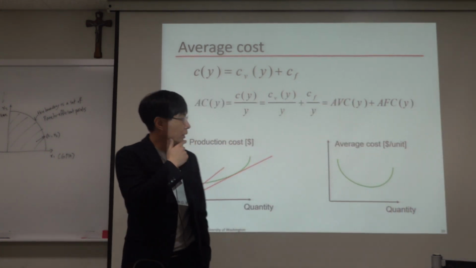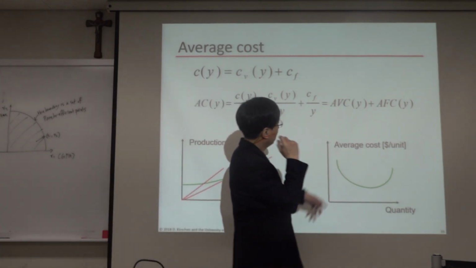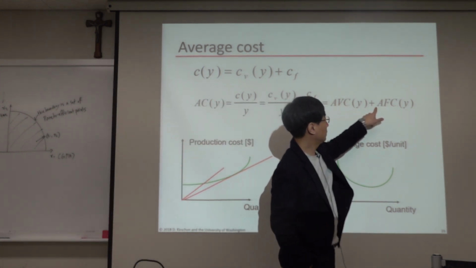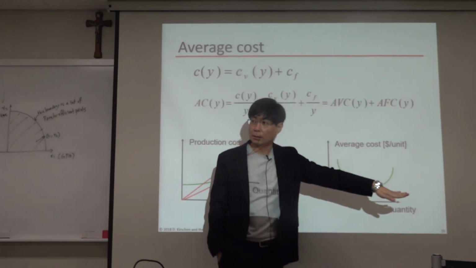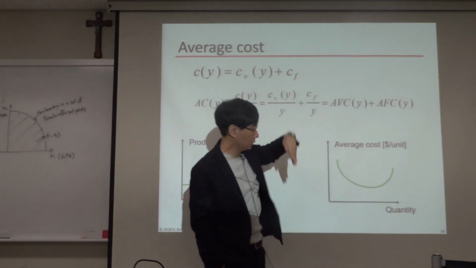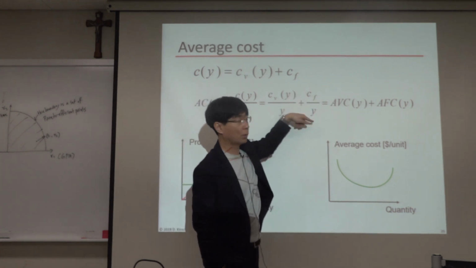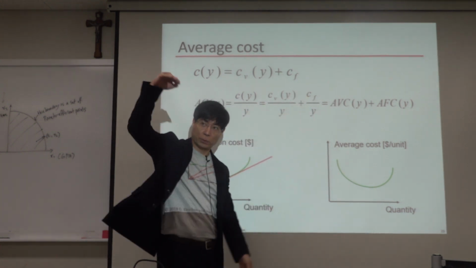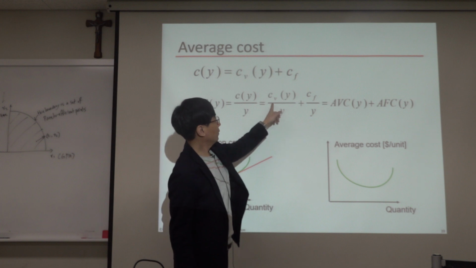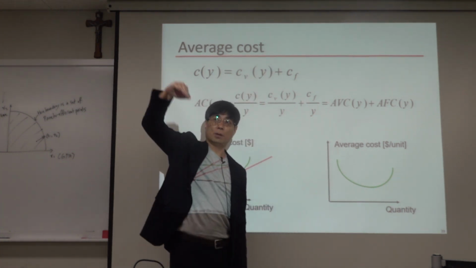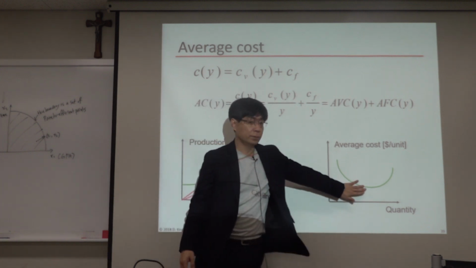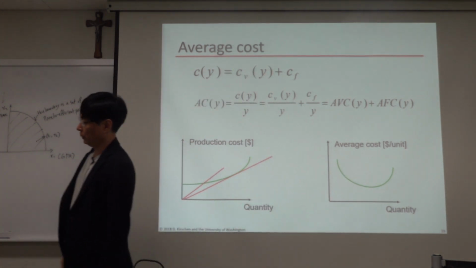Or you can think of this average variable cost plus average fixed cost. This is just like that, right? The average fixed cost is a 1 over y function. It is a monotonically decreasing function. Average variable cost will look like that. So the sum of this curve and the other curve gives me this type of shape.